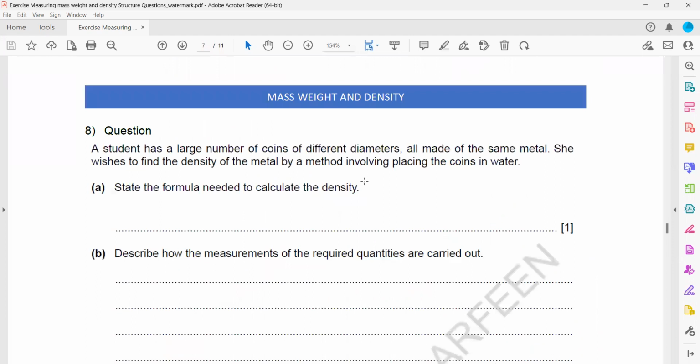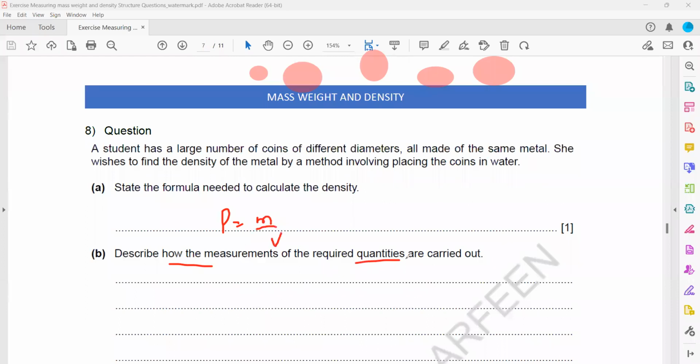A student has a large number of coins of different diameter, like different sizes, and all made from the same metal. She wishes to find the density of the metal by a method involving placing the coins in water. So state the formula that she should use to calculate the density. So density is equal to mass over volume.